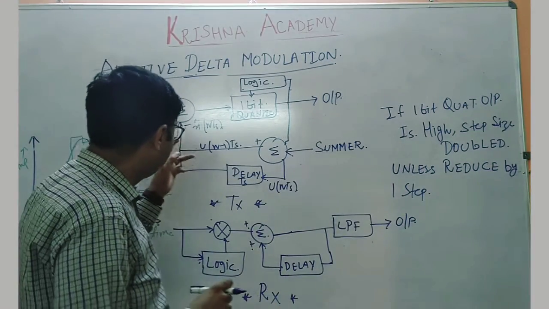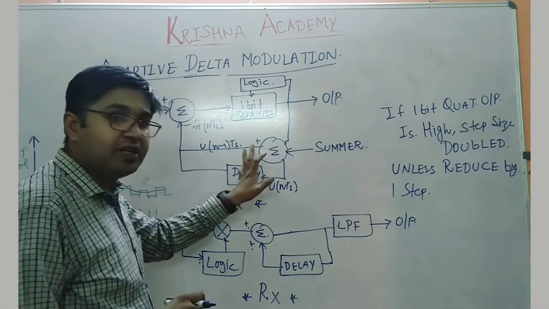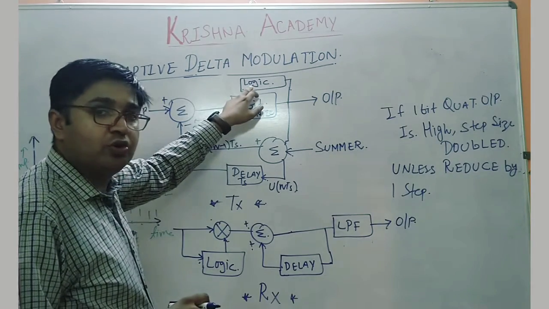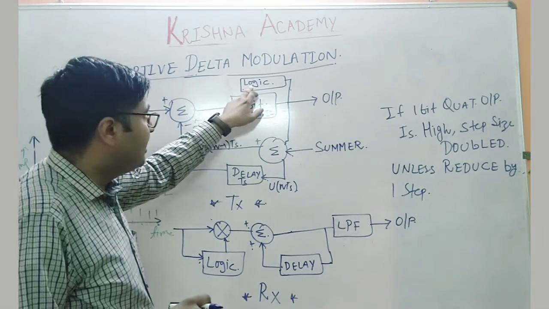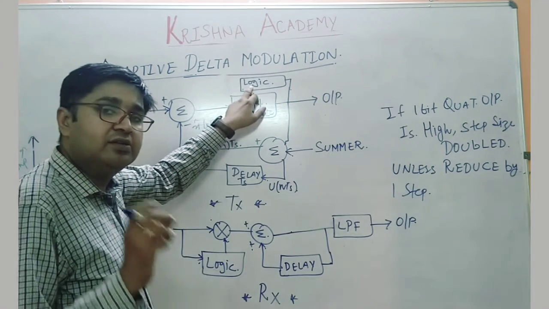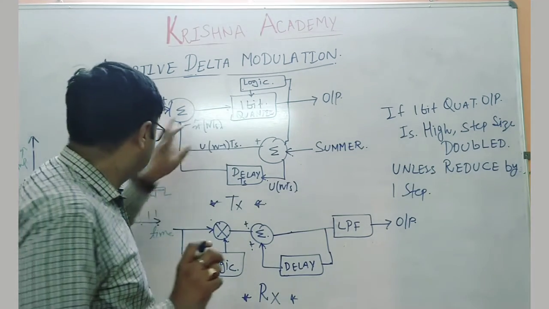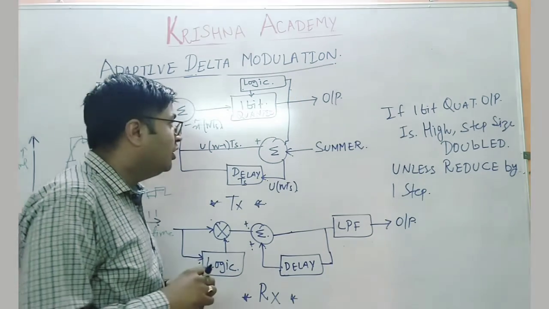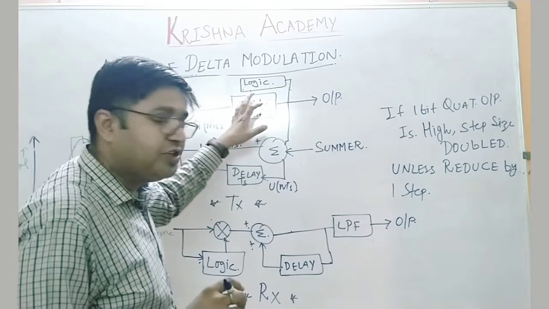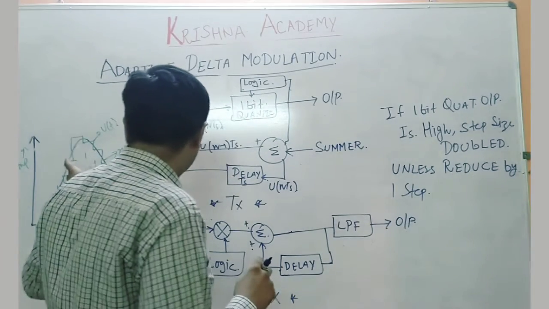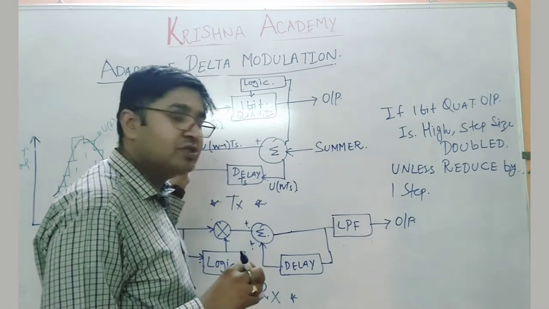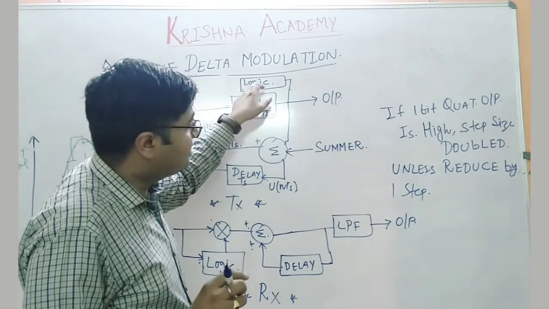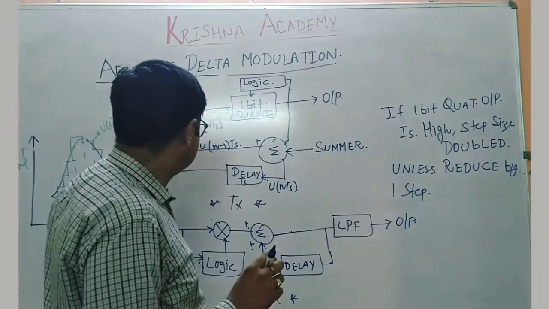So first, it is almost the same circuit, but we are using a logic control method. This logic control accommodates the change in step size due to the change in the signal's amplitude. Now if a large amount of change occurs, we are going to introduce a different step size.